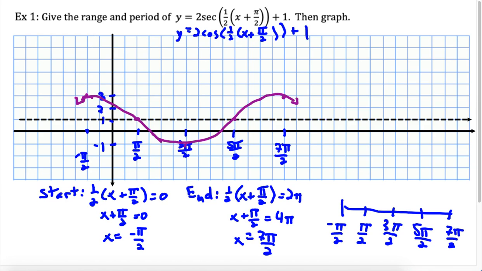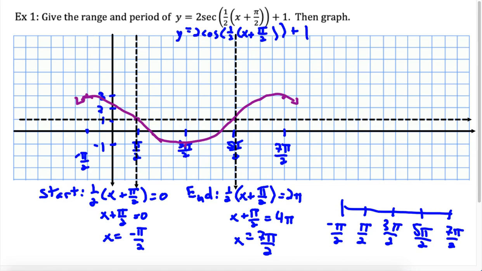curve crosses the midline. So I can see that that happens at pi over 2 and 5 pi over 2 in this case. I'm going to put in asymptotes. Just use dashed lines to show your asymptotes. And then I'm going to sketch my secant curve.